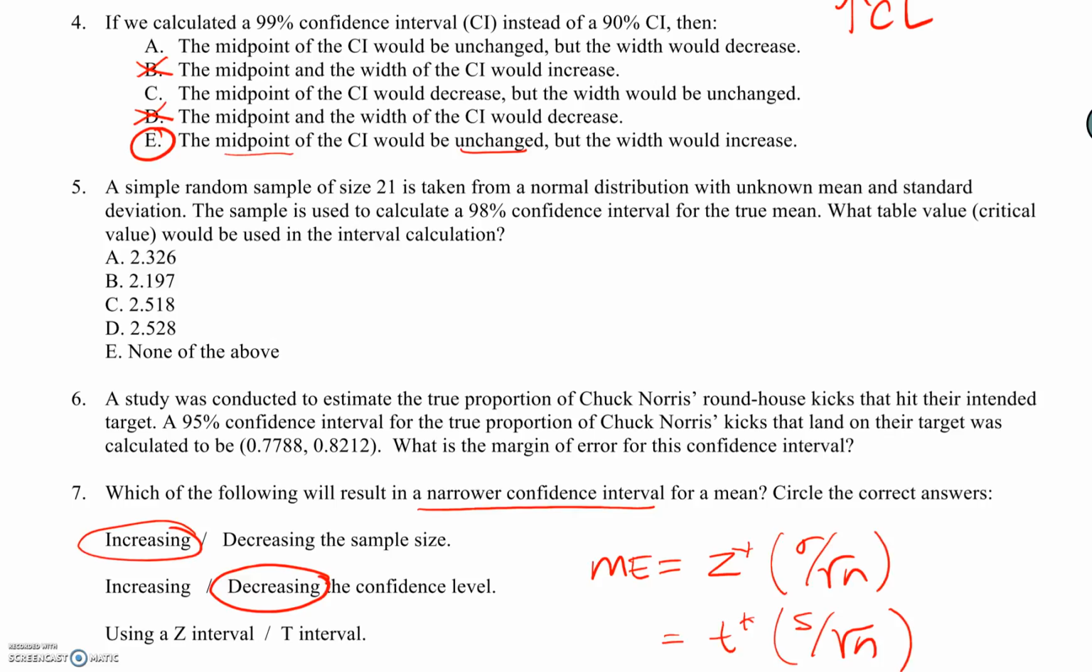And lastly, if you look at your table, the z's are always smaller than all the t's. So multiplying by a z is better than multiplying by a t. Now that doesn't mean we have the choice. We can only use z if we have a sigma as opposed to having an s.